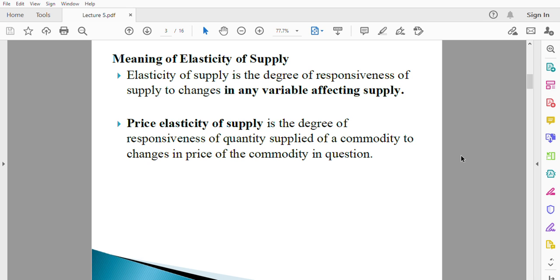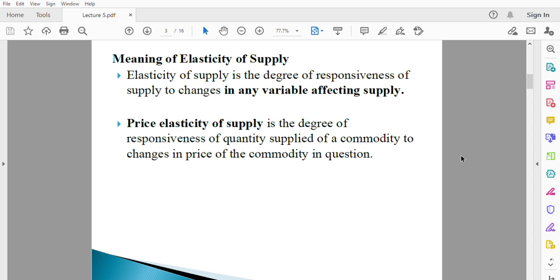So to start, what is elasticity of supply? I'm thinking that you understood elasticity of demand we did. So it is very similar to elasticity of demand. So elasticity of supply is the degree of responsiveness of supply to changes in any variable affecting supply.